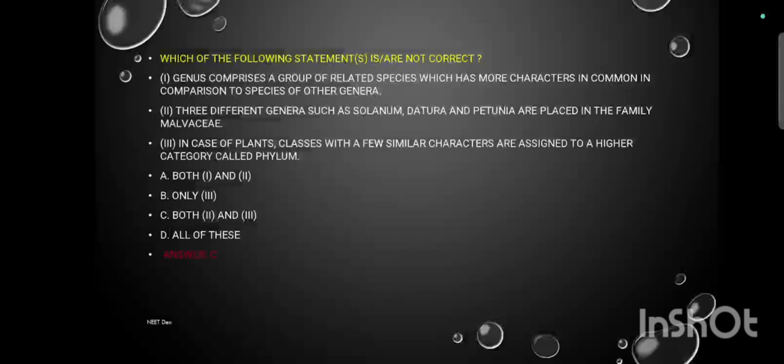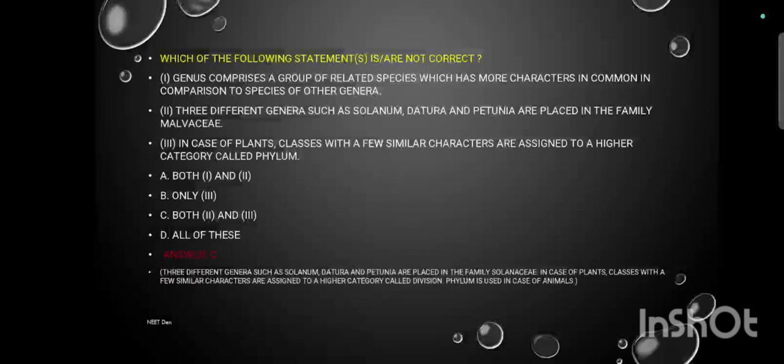As in statement 2, we can see that the genera Solanum, Datura and Petunia are placed in the family Solanaceae, not Malvaceae, and in case of plants, the classes with few similar characters are assigned to a higher category, which is called division, not phylum.